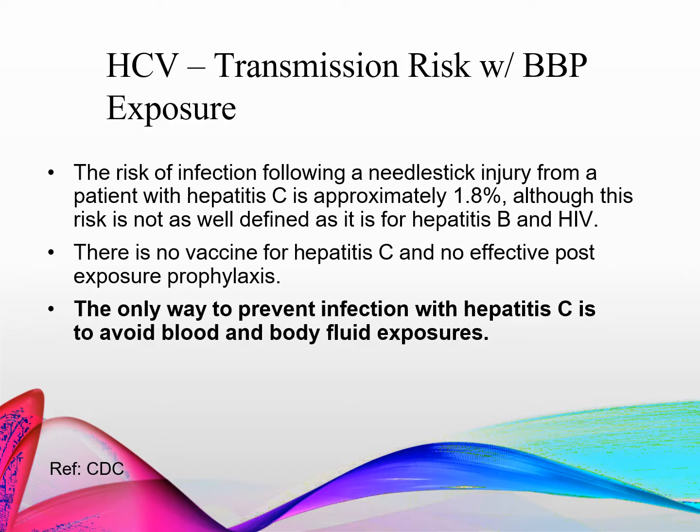Hep C transmission risk after a bloodborne pathogen exposure. The risk of infection following a needle stick injury from a Hep C source is approximately 1.8%, although this risk is not as well defined as it is for Hep B and HIV. There's no vaccine for Hep C and no effective post-exposure prophylaxis. The only way to prevent Hep C is to avoid blood and body fluid exposures.